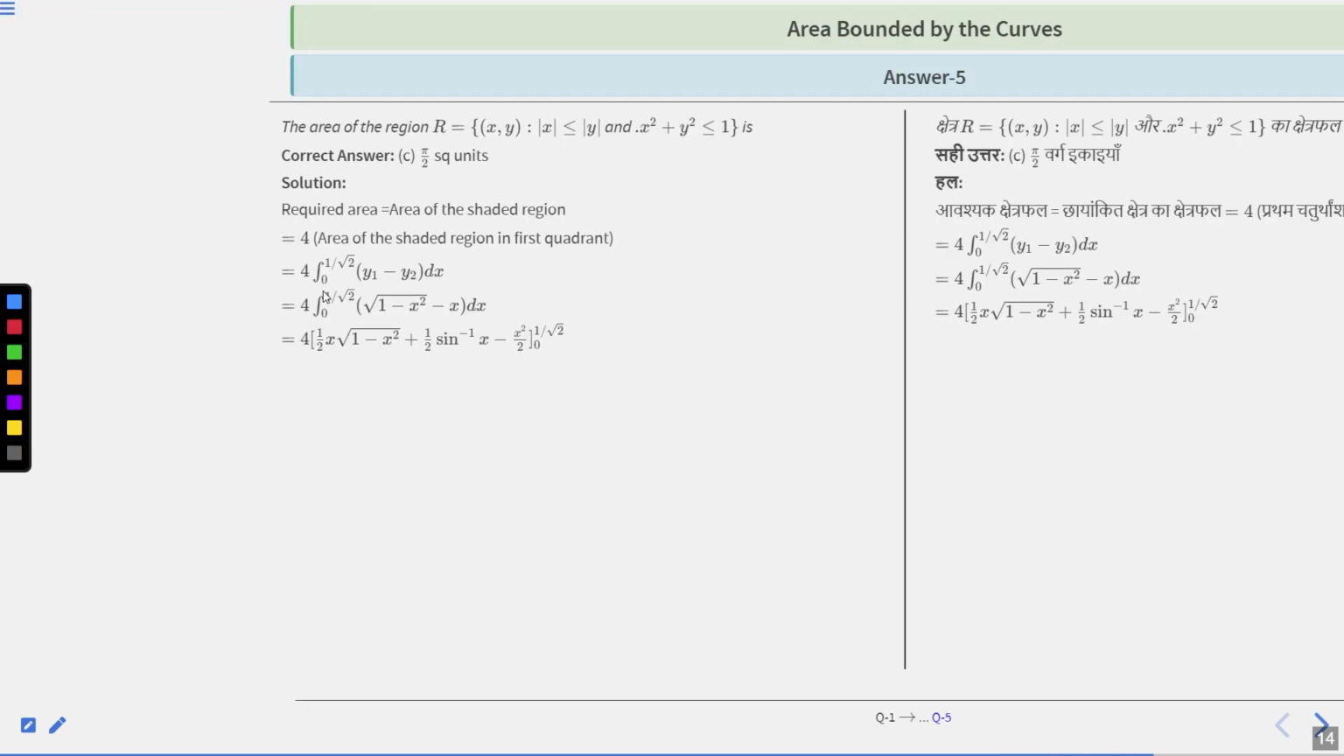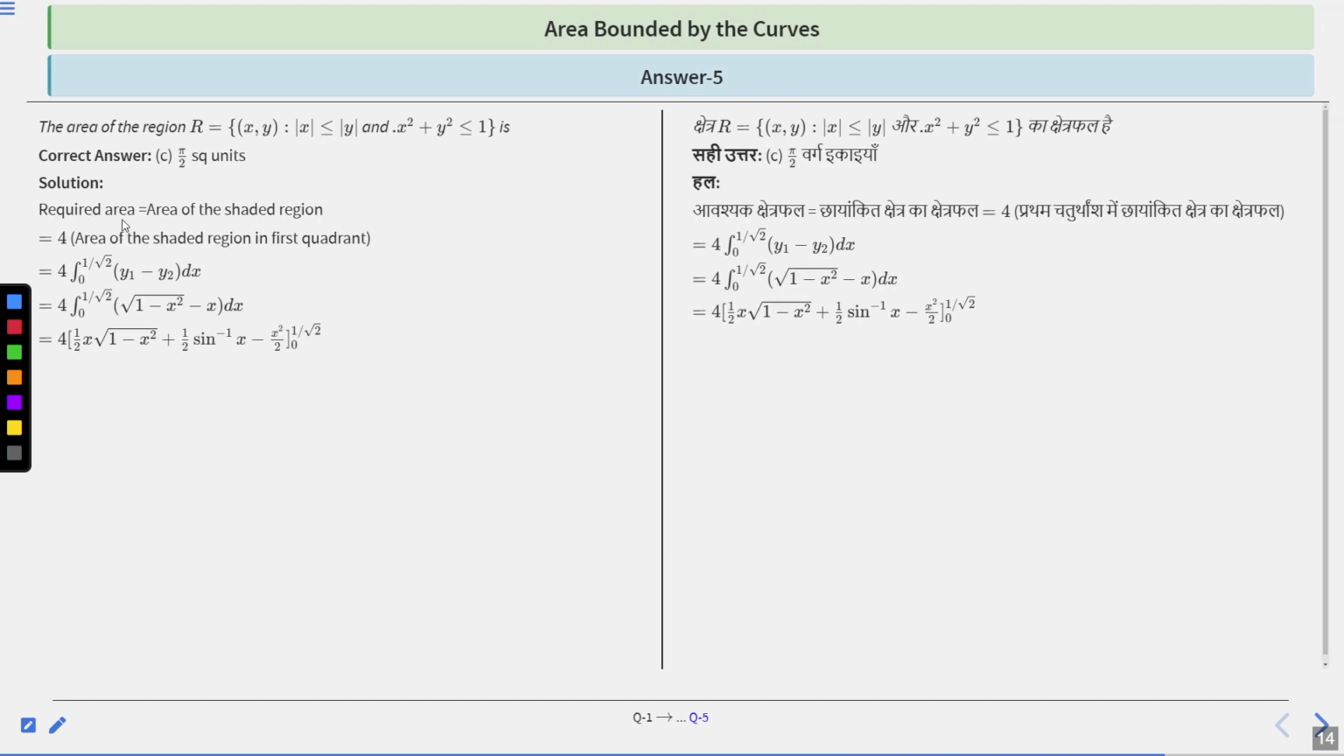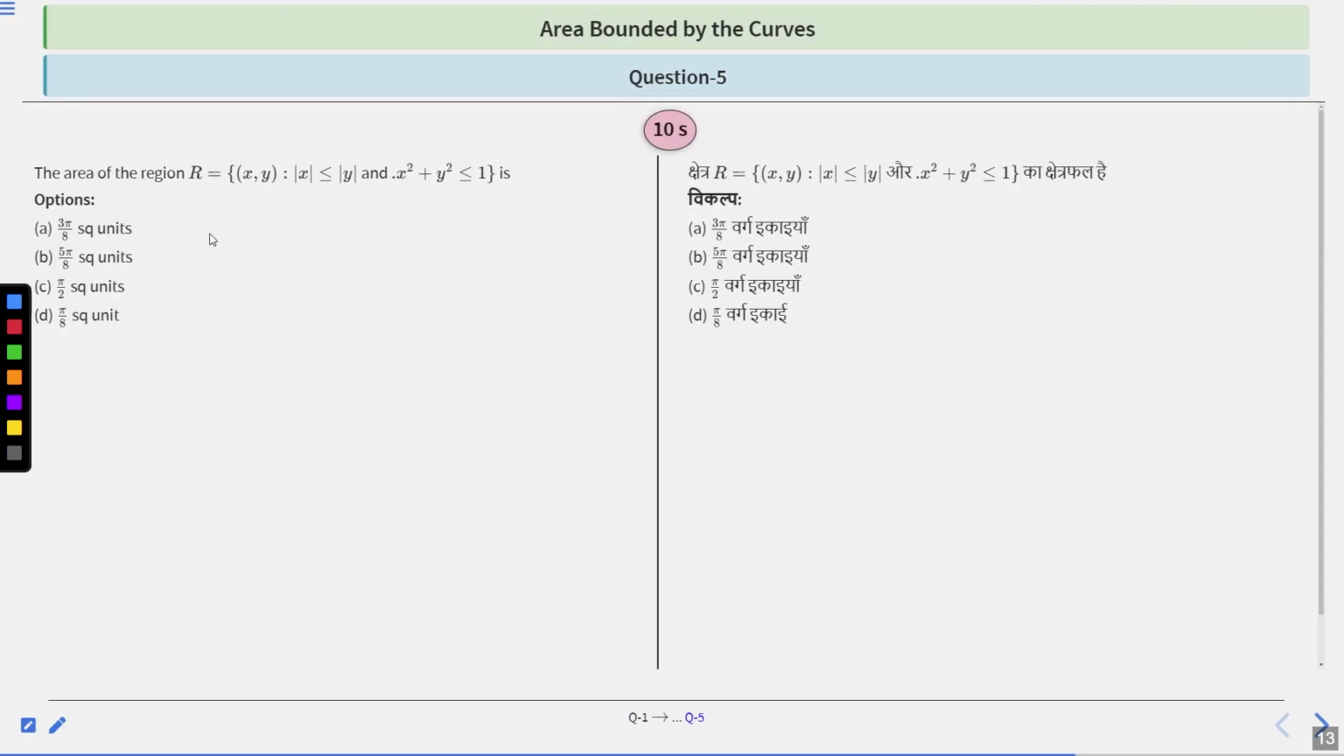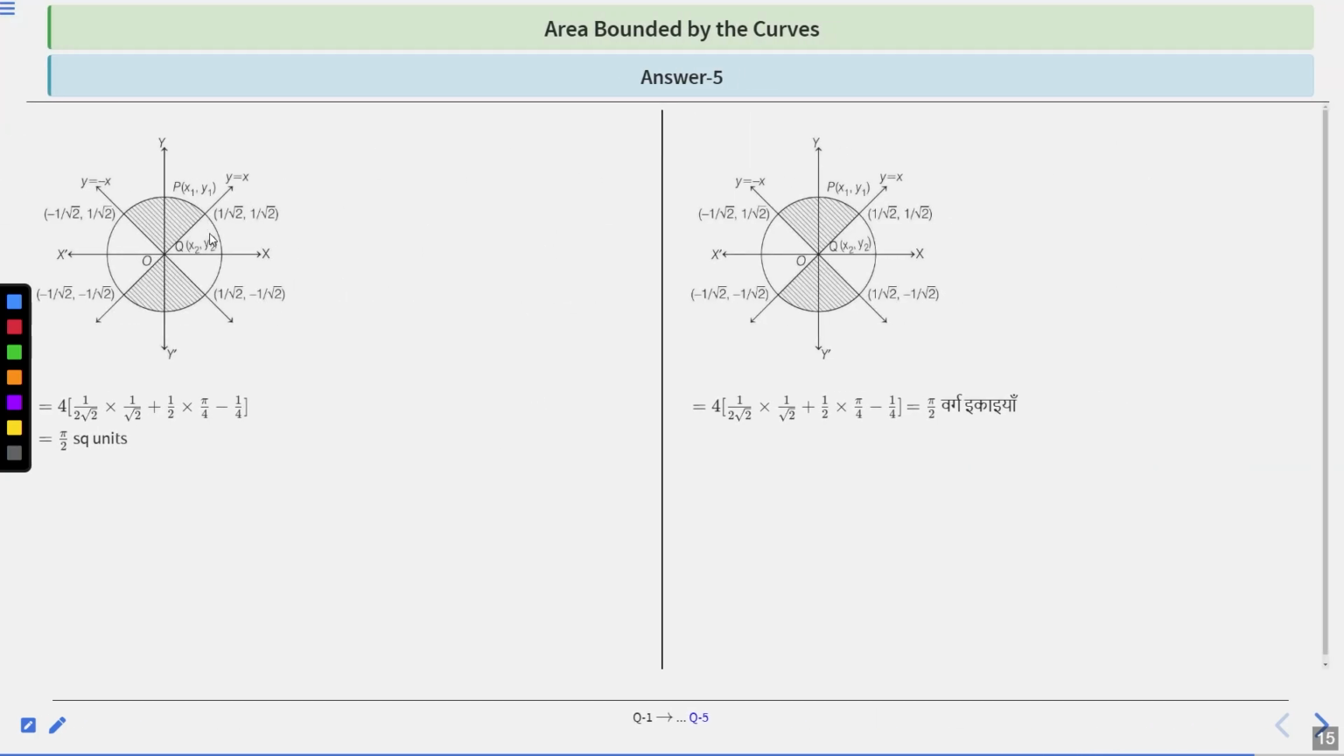Okay, let's move to the solution part. You can see this curve. While drawing the graph of mod x less than or equal to mod y, the curve is basically x equal to plus minus y, right? So first we can draw the graph of y equal to x and y equal to minus x, and we can draw the graph of x square plus y square equal to 1.